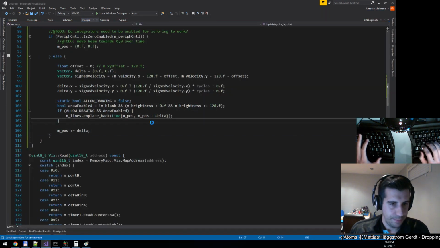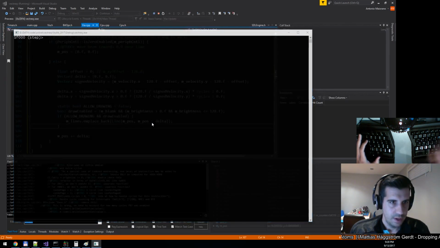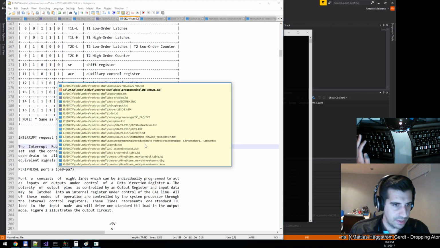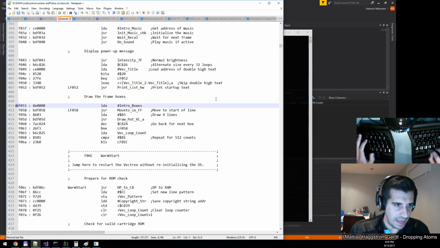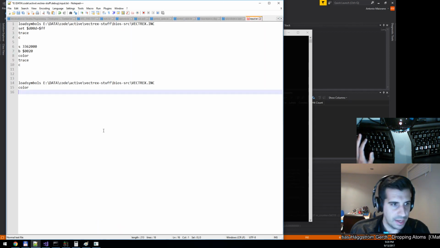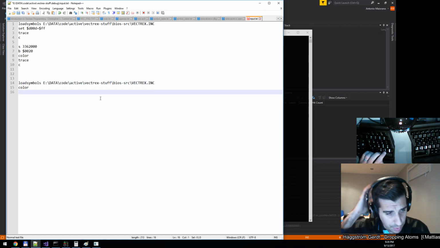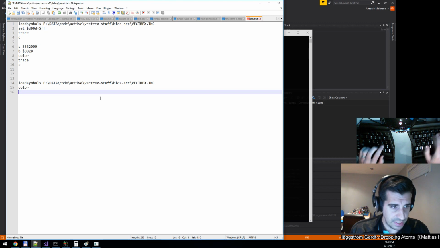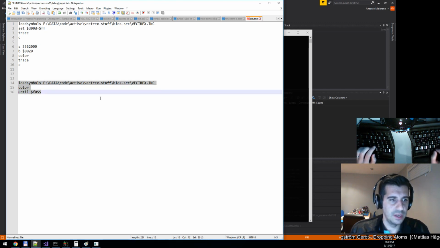Let's start this up. Okay, so first things first, we need to set a breakpoint, or run anyway, until a specific line. So that line is going to be here at F055. I'm just going to set up my input here. So what we're going to do is load symbols. We're going to go into color, and we're going to say run until this address.